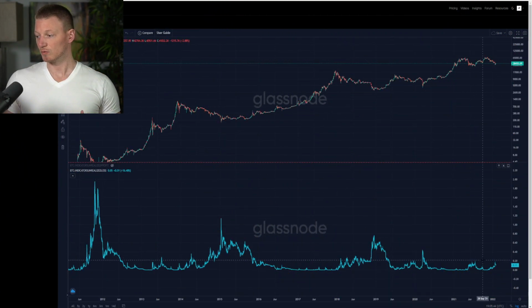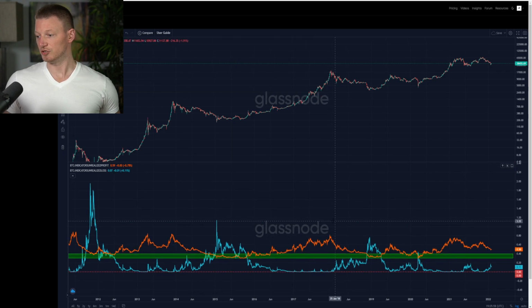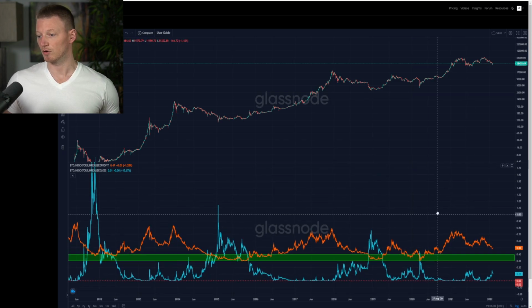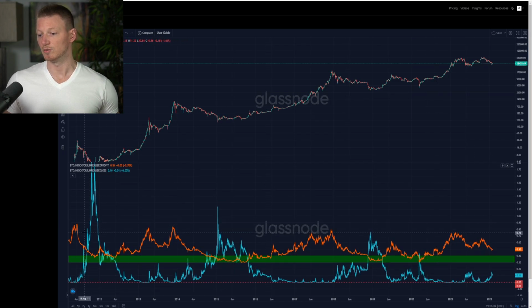This is our relative unrealized loss. Now, what we're going to do is compare it to our relative unrealized profit. And something very apparent starts to show itself. These two are now together and they're on the same scale. And in orange, we have our relative unrealized profit, and in blue, we have our relative unrealized loss.